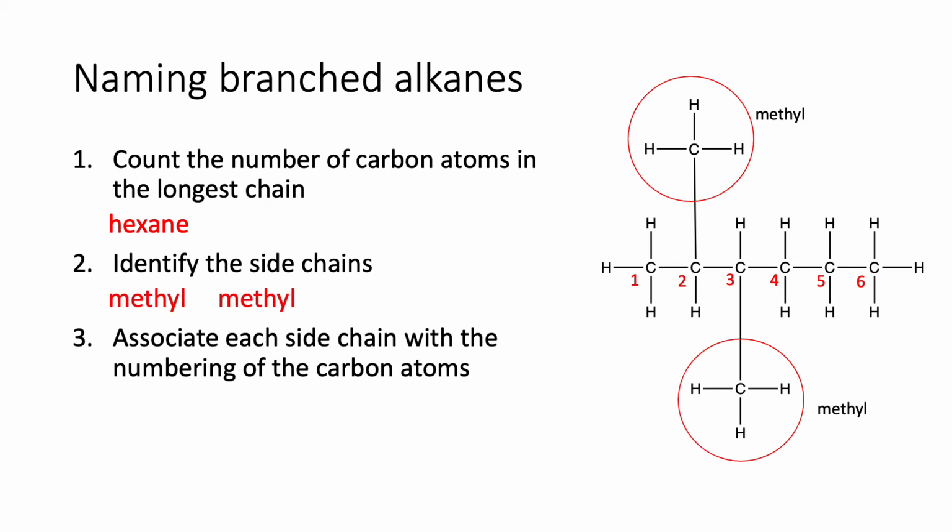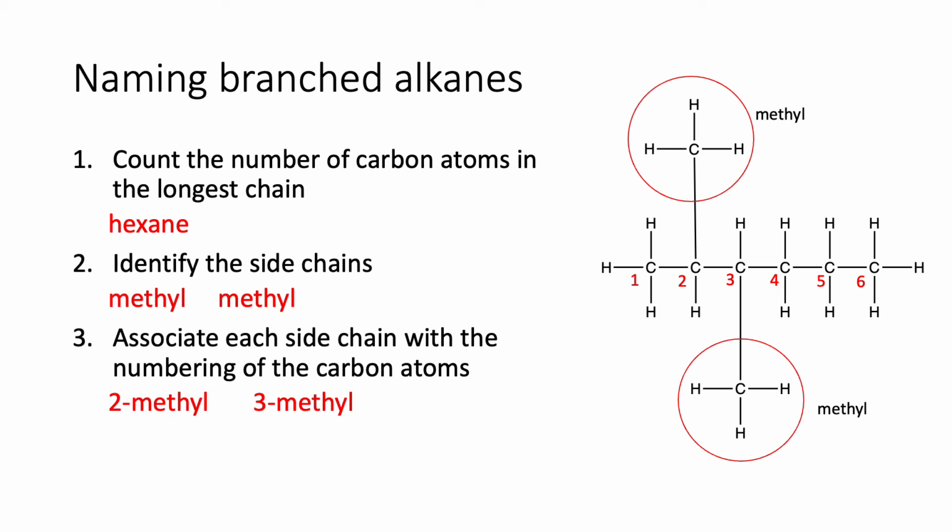Now we associate each branch with the number of the carbon atom in the chain that it is joined to. The first methyl group becomes 2-methyl because it's on the second carbon atom in the chain. The second methyl is 3-methyl because it's on the third carbon atom in the chain. We have 2-methyl and 3-methyl.